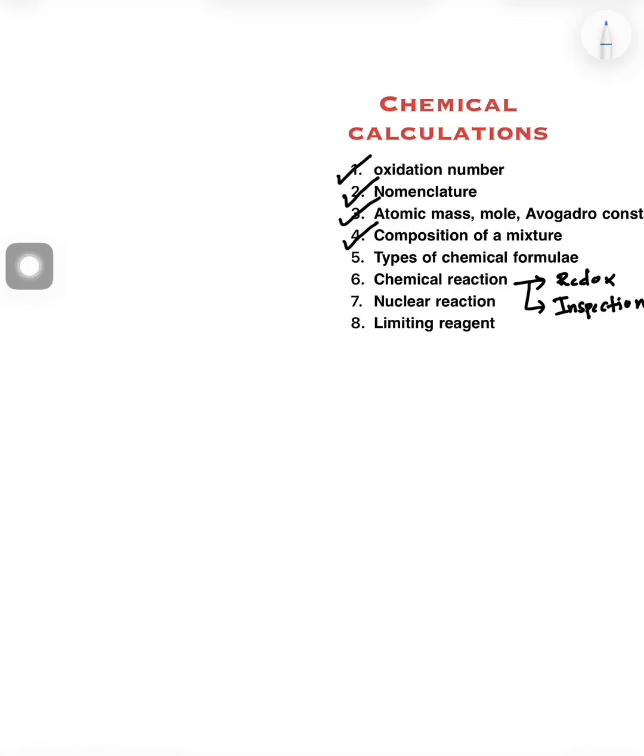The topic for today is types of chemical formula. A chemical formula, as we knew, tells us how atoms combine in a compound. But there are two ways we can express them. One is the empirical formula, the other one is the molecular formula.